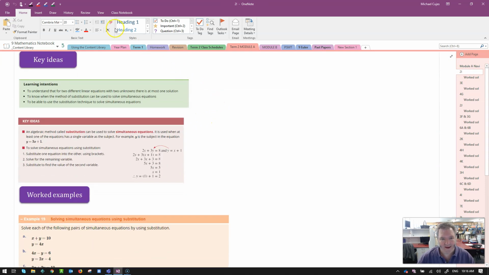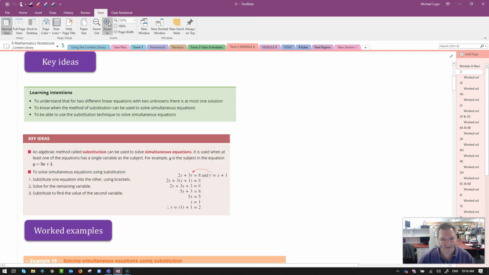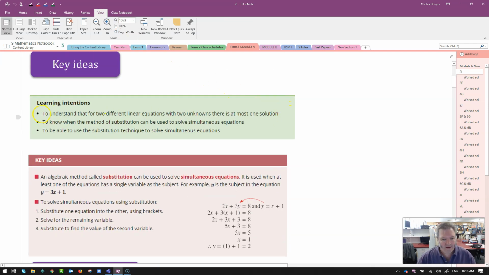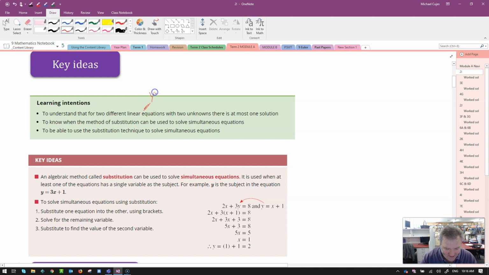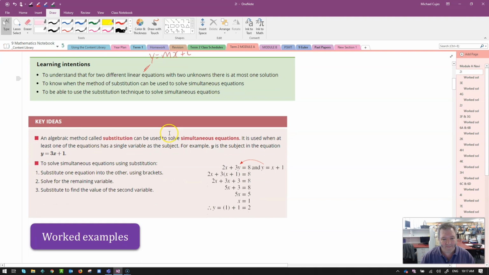Let's have a look at what we're looking at today. I'll zoom in a bit to make it easier for us to see what's going on. So, what are our learning intentions? To understand that for two different linear equations, remember a linear equation, y equals mx plus c, that's the way we like to write them. We can, of course, have ax plus by equals c, another way of looking at them, but the key with a linear equation is that the power of x is 1 and only ever 1. We know that if we've got two equations, we can find the answer to both of them simultaneously if it exists, and we're going to look at how to do that right now.